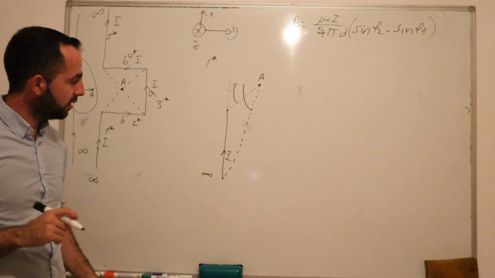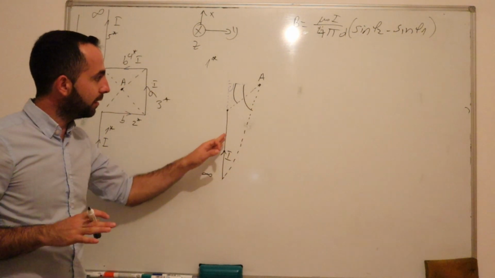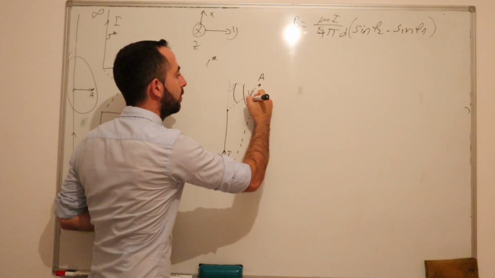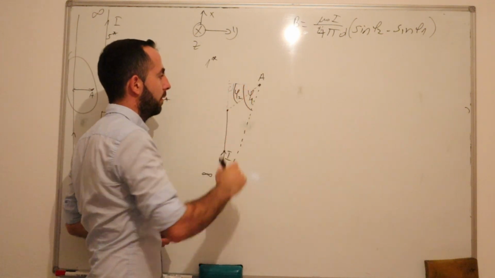Which angle is first? The current direction determines it, and we can see that it comes firstly to this angle, so this is phi1, and this is the second angle, phi2.